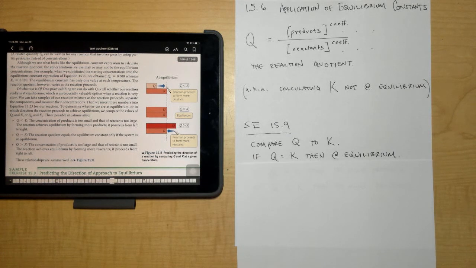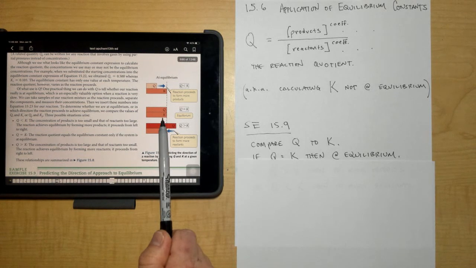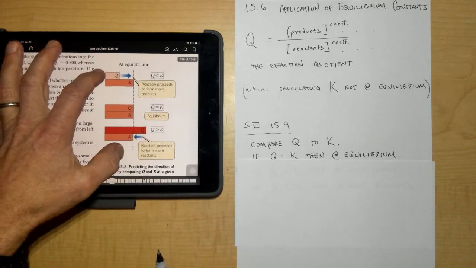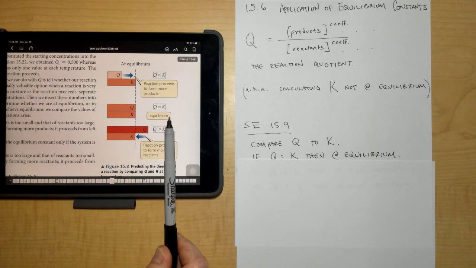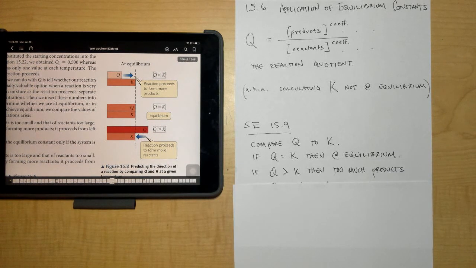So to figure it out, you have to compare the value of Q to K. If Q equals K, well, then you're at equilibrium. Q and K are the same. You have the correct amounts to have the product divided by reactant ratio to be the same. If Q is greater than K, well, then that means that the product side is too great. The top of the ratio, or the top of the fraction, the numerator, is too large.